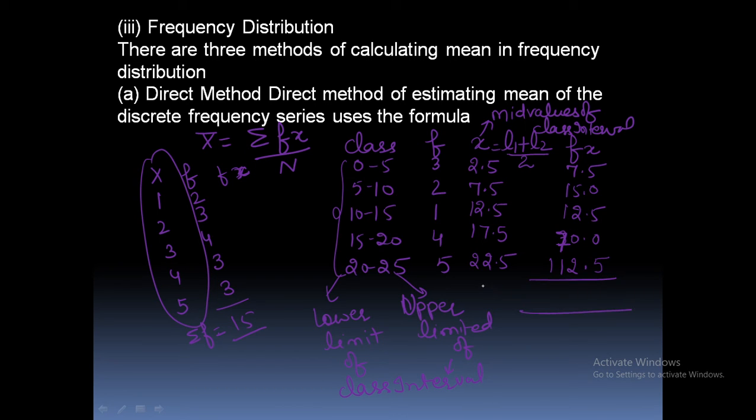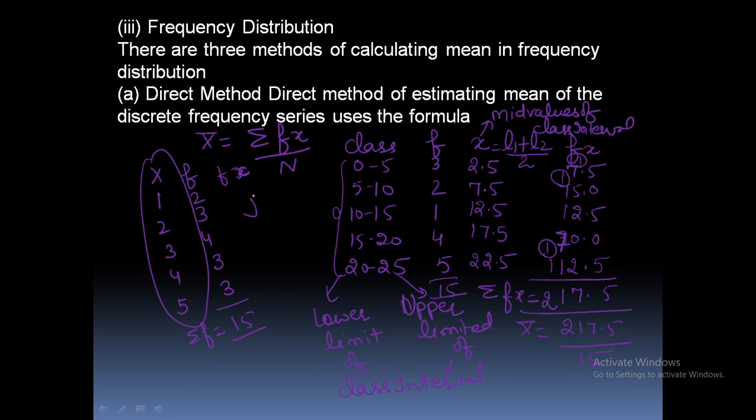Now you add: sigma fx is equal to 217.5. Now you get sigma fx. You can put these values in the formula. 217.5 over sigma f. 3 plus 2 is 5, plus 1 is 6, 6 plus 4 is 10, 10 plus 5 is 15. This is your sigma f or n, that is 15.